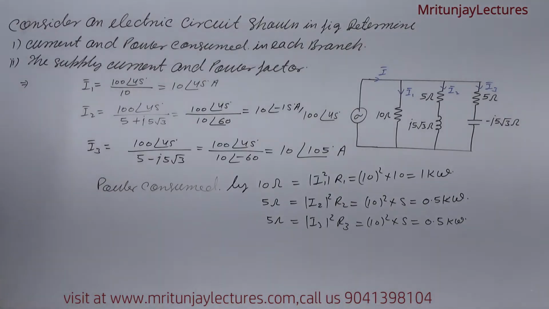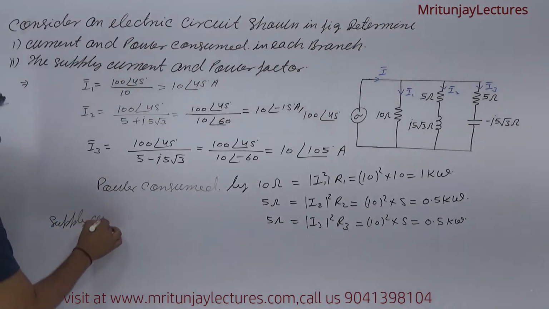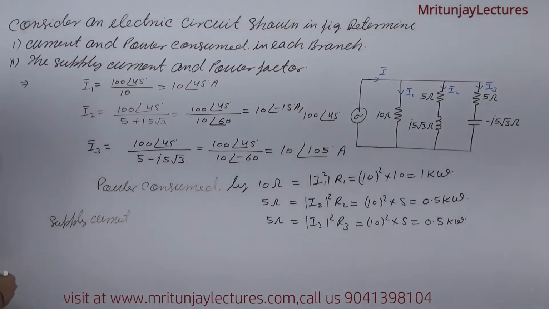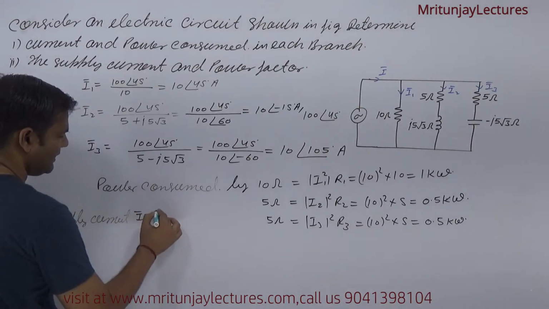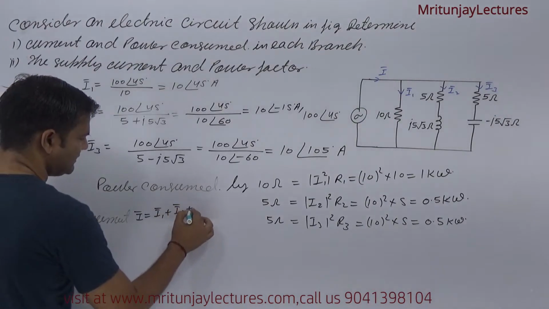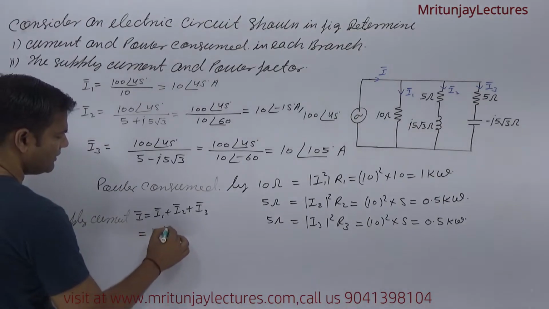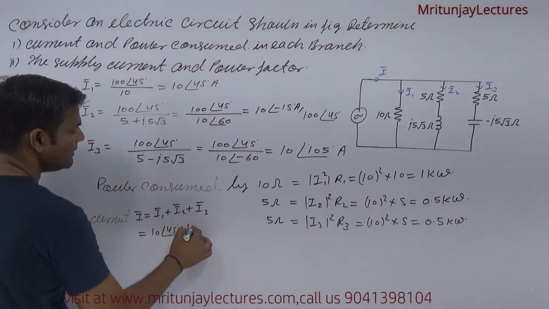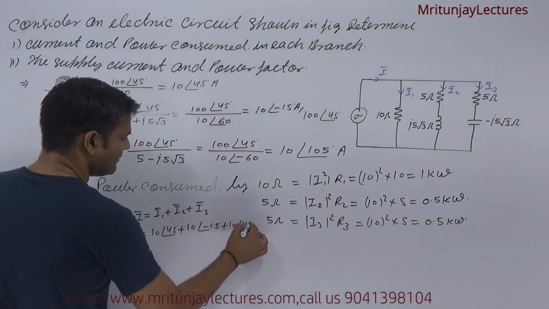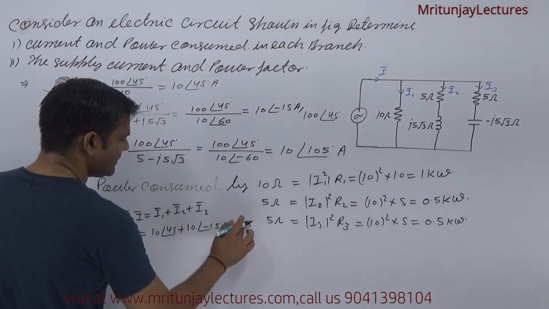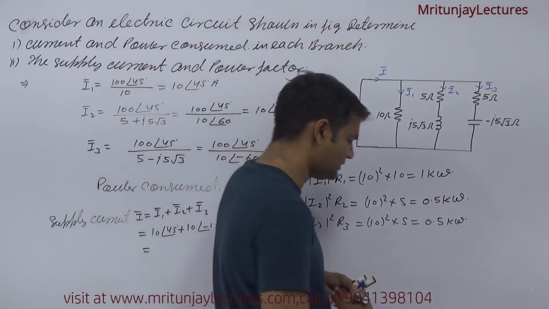Now the supply current, capital I, is I1 plus I2 plus I3. So I1 is 10 at the angle 45, plus 10 at the angle minus 15, plus 10 at the angle 105. Now these values are added.